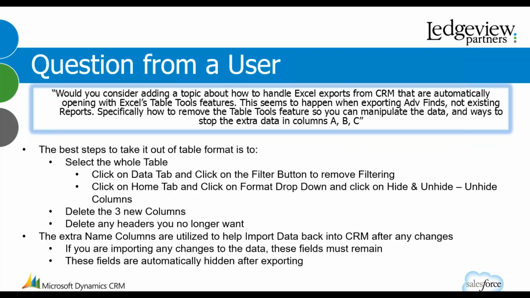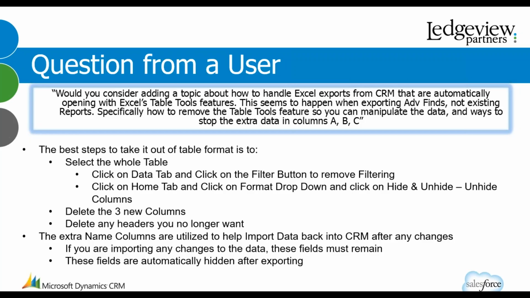Our next question is a two-part question. The first part is, would you consider adding a topic about how to handle Excel exports from CRM that are automatically opening with Excel's table tools features? This seems to happen when exporting advanced finds, non-existing reports. It's specifically how to remove the table tools feature so you can manipulate the data and ways to stop the extra data in columns A, B, and C from showing.